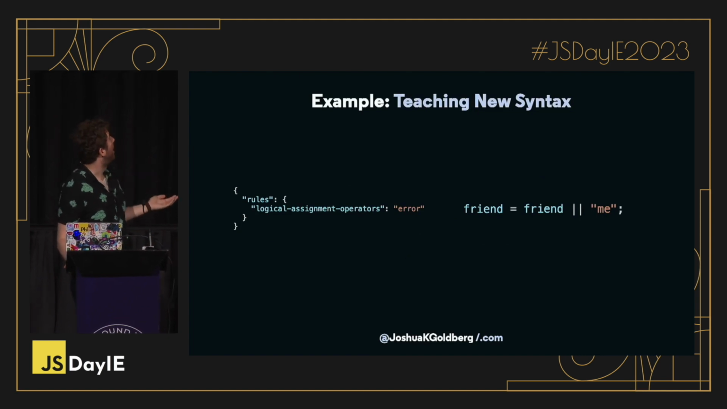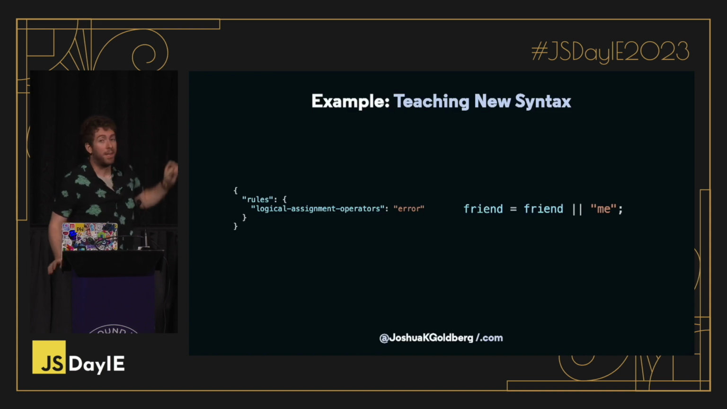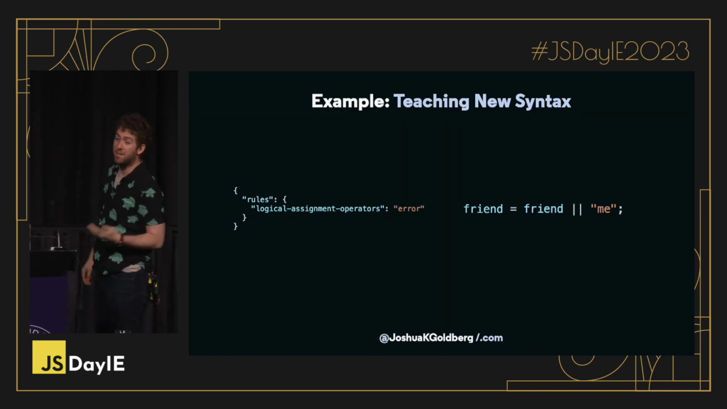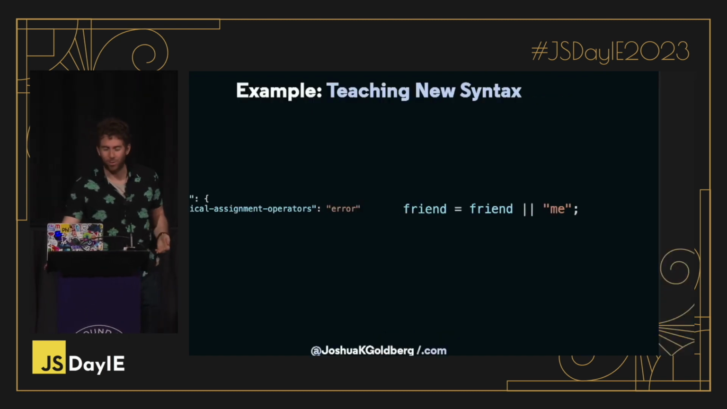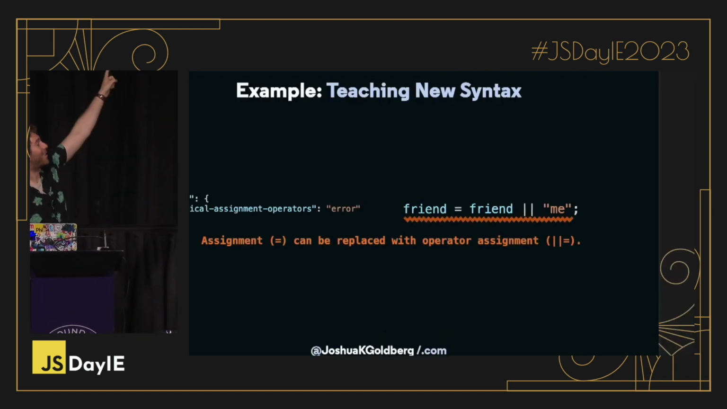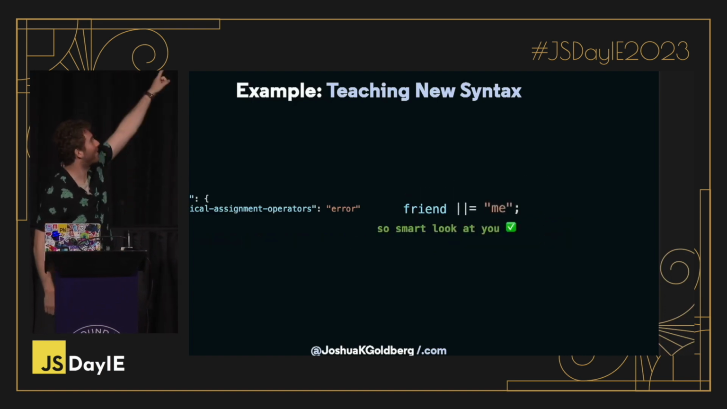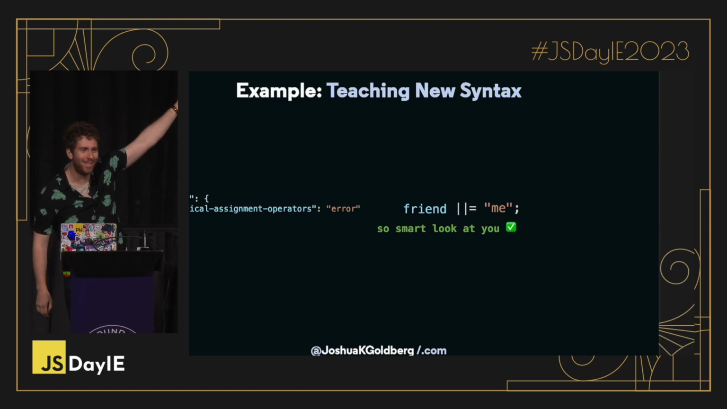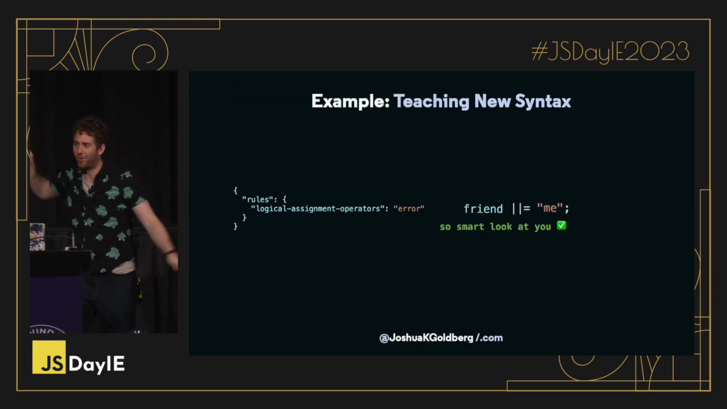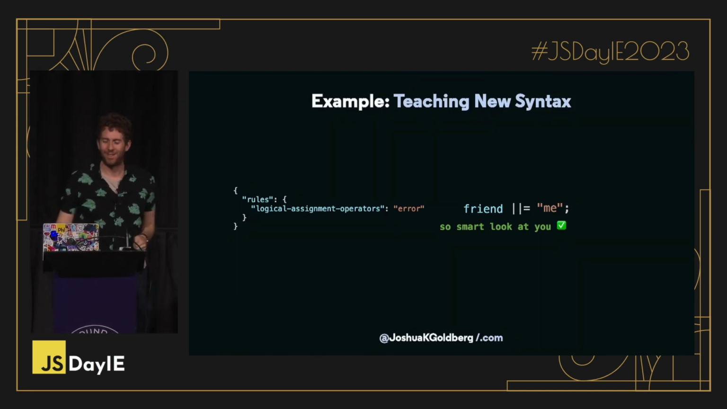For example, you might have this piece of code, friend equals friend or me, with the built-in rule, as in it ships with ESLint, logical assignment operators. ESLint will look at your code and say, you silly goose, Joshua, you can actually write this in a nicer new syntax. Curiosity, who here has seen the or equals in JavaScript? You've all just learned something thanks to ESLint, except for those of you who raised your hands. Good for you. Yay, ESLint, woo!